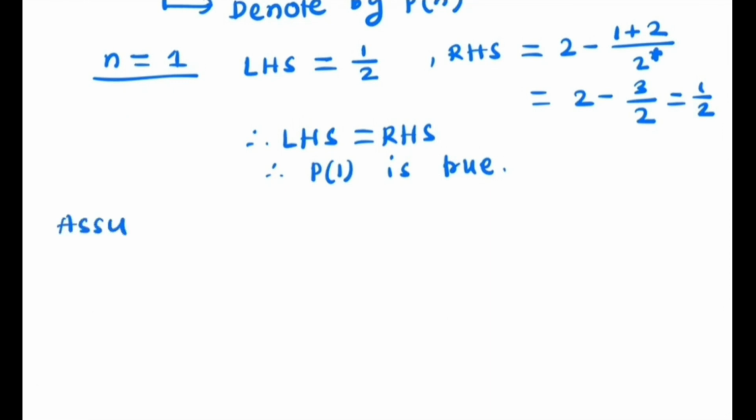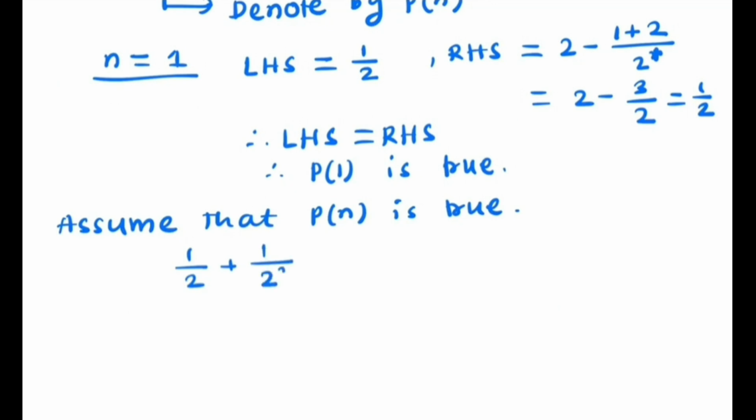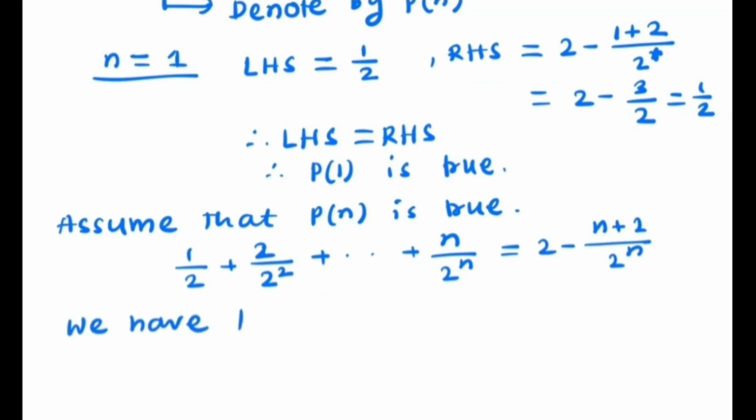So assume that P(n) is true. So we have 1/2 + 2/2² + ... + n/2ⁿ = 2 − (n+2)/2ⁿ. Now what we have to show? We have to show P(n+1) is true. Now what is P(n+1)?